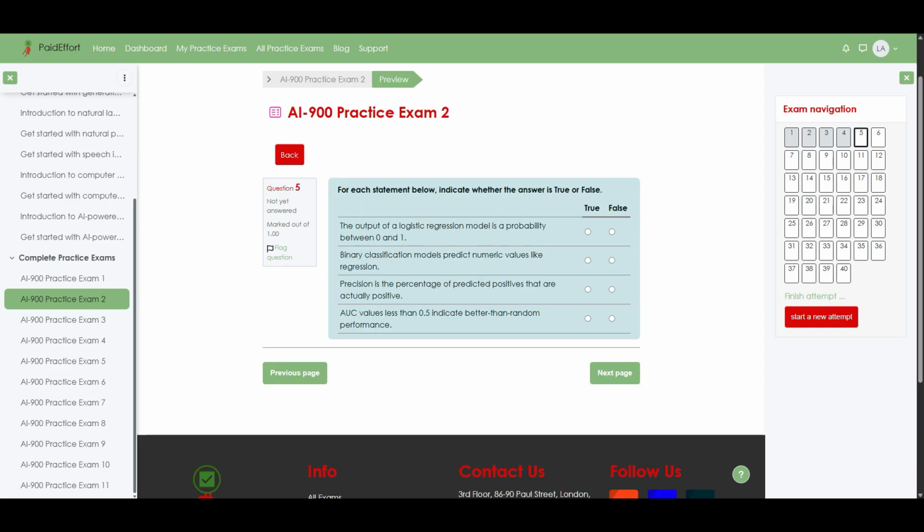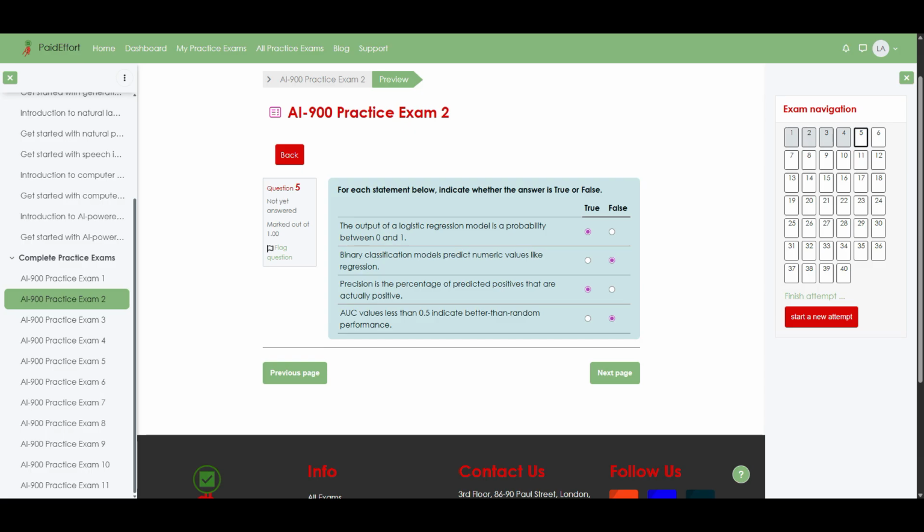For each statement below, indicate whether the answer is true or false. The output of a logistic regression model is a probability between 0 and 1. True. Binary classification models predict numeric values like regression. False. Precision is the percentage of predicted positives that are actually positive. True. AUC values less than 0.5 indicate better than random performance. False. Let's walk through each of these and explain what they really mean.